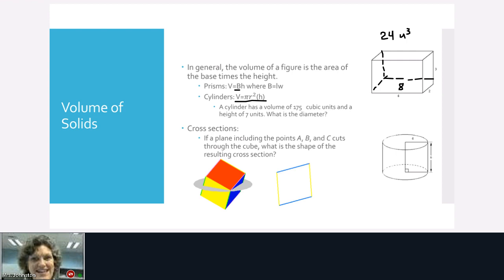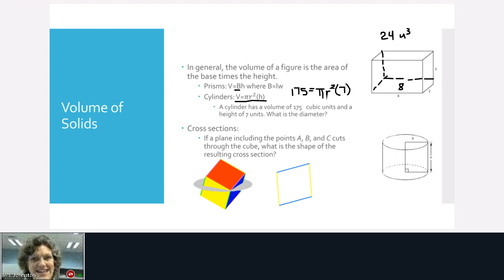A cylinder has a volume of 175 cubic units and a height of 7. What is the diameter? Okay, so we need to work backwards with this type of problem. So we have the volume. So I'll replace V with 175 equals pi. We do not have the radius. In fact, they're asking for the diameter, so we don't know what that is. But we do know that the height is 7.